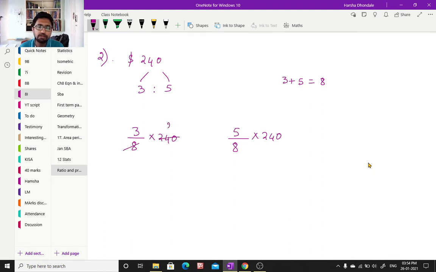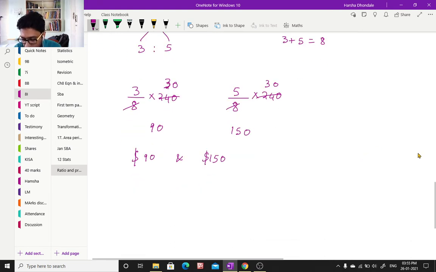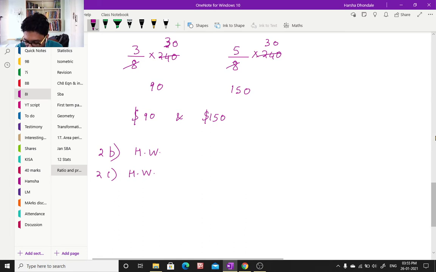8 ones are 8, 8 threes are 24, 0, and then similarly here 30. 3 into 30 is 90, and then 5 into 30 is 150. So the answer is $90 and $150. That's it. 2B, you can do that as homework, similar to this. 2C also you can do it as homework, similar to this. I move to 2D.